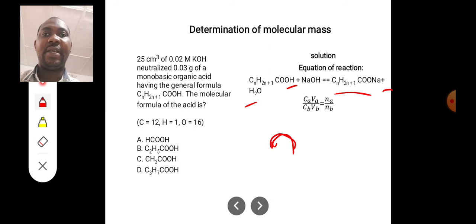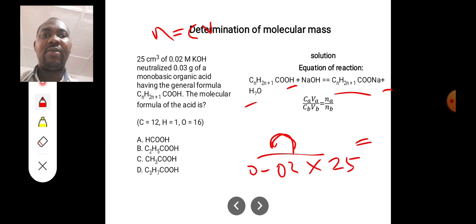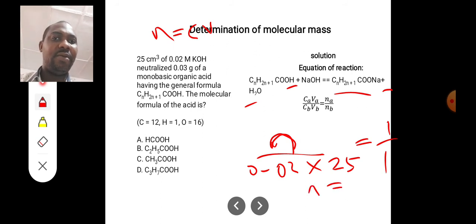So I can use N, the number of moles, as CV, concentration times volume. Now divided by concentration of the base, which here is 0.02, volume of the base here is 25, equal to the ratio of the mole of acid to mole of base, which is 1/1. So now my N, which is the number of moles, is 0.02 multiplied by 25, and that will give us 5. So the number of moles is 5.